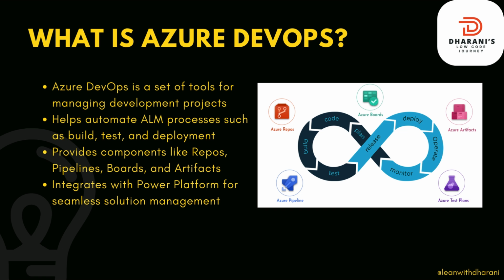Now let's move on to Azure DevOps. This is a set of tools that helps you manage your development projects, whether you need source control, automated builds, or deployment pipelines. Azure DevOps has you covered. In this series, we will specifically focus on how the Azure DevOps integrates with the Power Platform to make the ALM process smoother and also more automated.